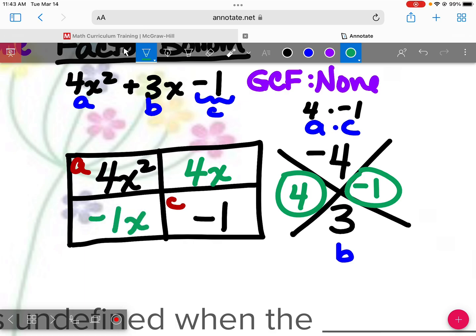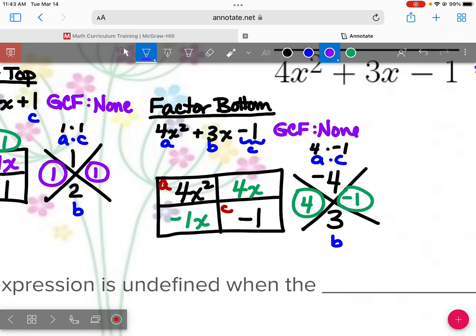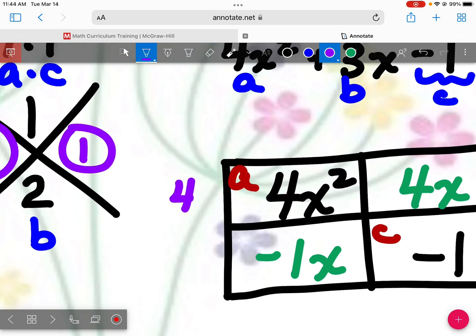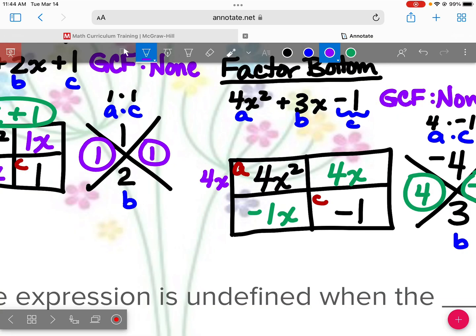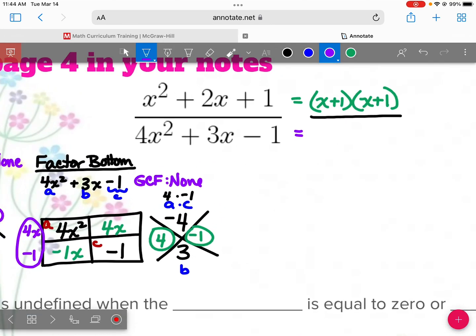4x and negative 1x. 4x squared and 4x. What can I take out of that top row? 4 and x. What about across the bottom row? Negative 1x and negative 1? Negative 1. So 4x minus 1 is one factor on the bottom.